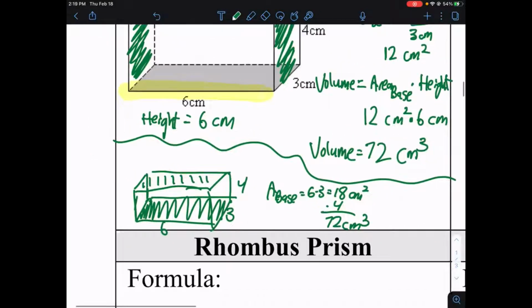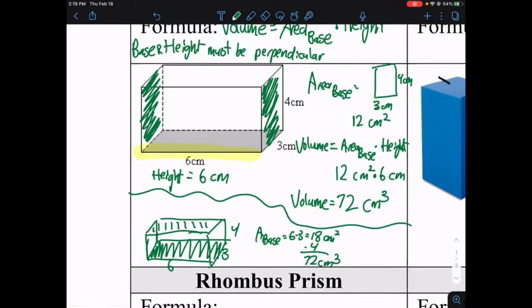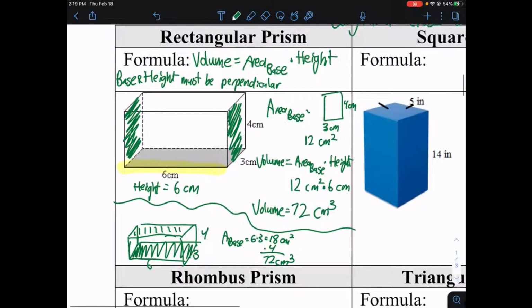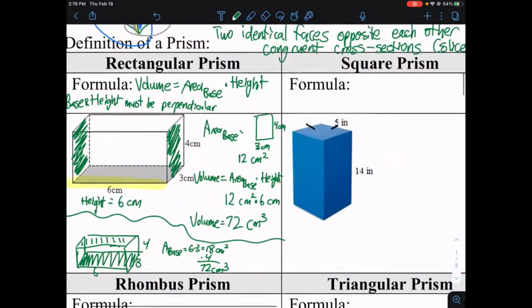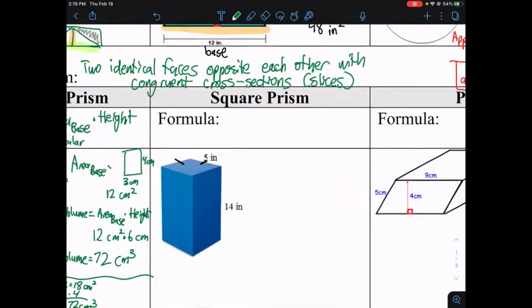Okay, so we get the same answer either way. For the rectangular prism, which means the side is a rectangle, you can often solve it in multiple ways. And you could also have done front and back as well. You could have done 6 and 4, and then 3 is the height. So with the rectangular prism, you've got a lot of options. The square prism, well, okay, so the volume.